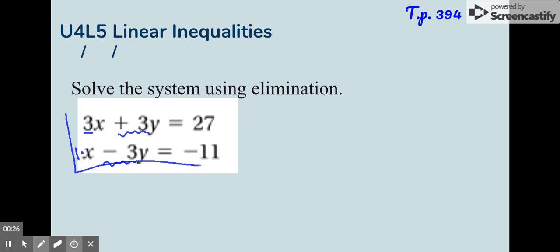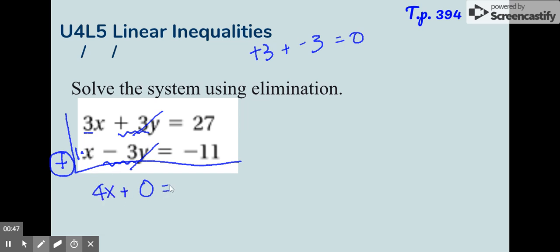So it is opposite. So what you're going to do is add them together to get rid of it, because 3 plus negative 3 is 0. So we can get rid of y when you add. And 3x and 1x, if you add them together, it's going to be 4x, and it's equal to 27 plus negative 11. Use a number line, then you can get 16. So 4x is equal to 16, so x is equal to 4.